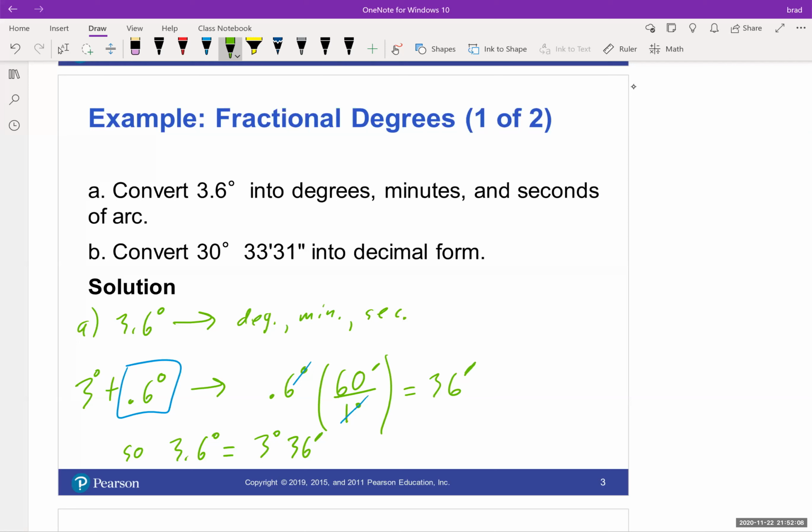Okay, let me do another one for you guys. Let's call this part A sub 1, and let's do A sub 2. Let's convert 61.24 degrees to degrees, minutes, seconds. This is a problem that's not listed here. I just wanted to add this one because that one was a little too easy. So once again, we're going to do 61 degrees plus 0.24.